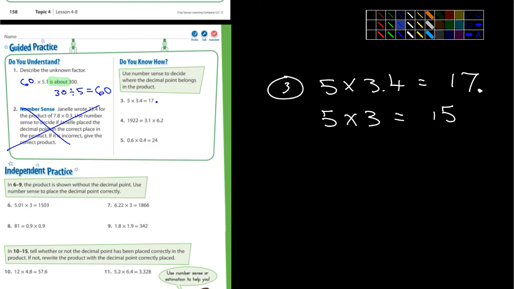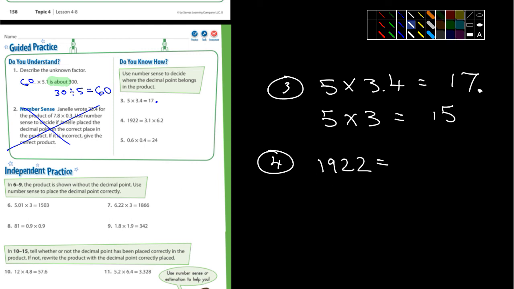How about number 4? Let's take a look at that for a moment. Again, this is just number sense, kind of common sense, thinking about it in such a way that it'll make it easier. So it's 1922. We don't know where the decimal goes. It could be 1,922. It could be 19.22. It could be 1.922. Well, let's see what the factors are. Okay? So they've got a 3.1 times a 6.2.